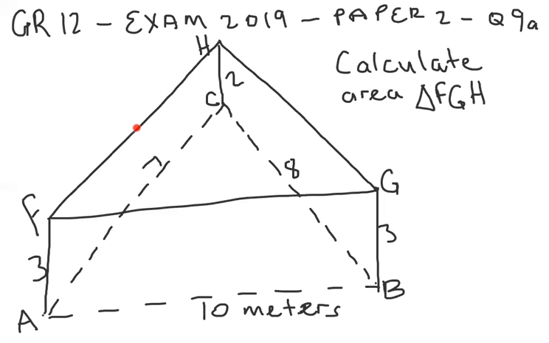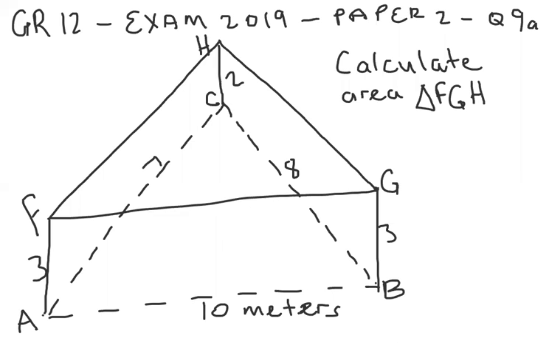Good day. This is grade 12, exam 2019, paper 2 and question 9a. Right. So what they want is we must calculate the area of triangle FGH. So what's this? It looks almost like a 2D or 3D dimensional. I've tried to draw it the best. You can just look in the exam paper. There you'll see question 9B, 9A.